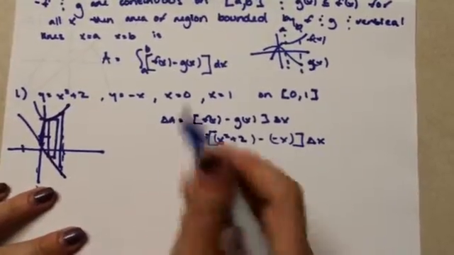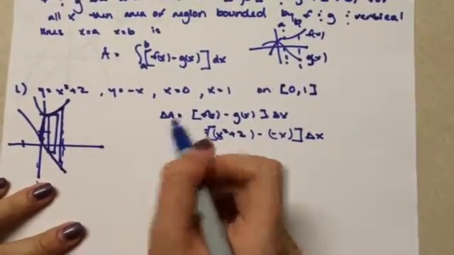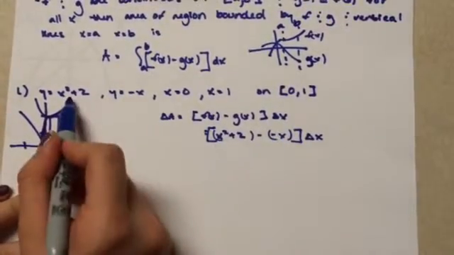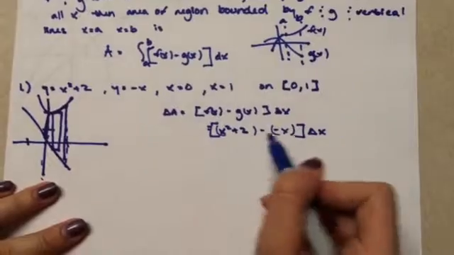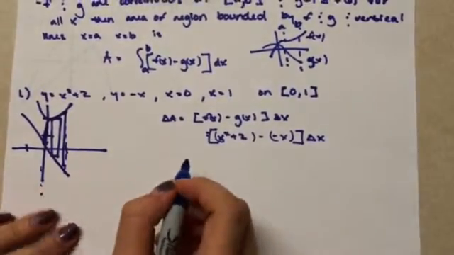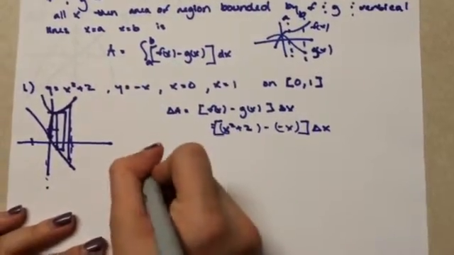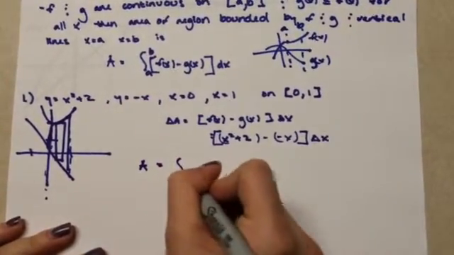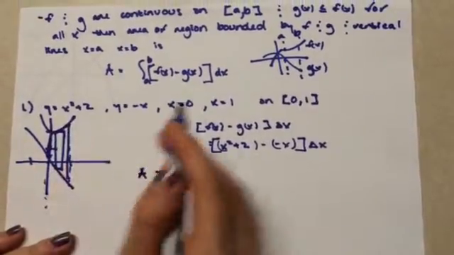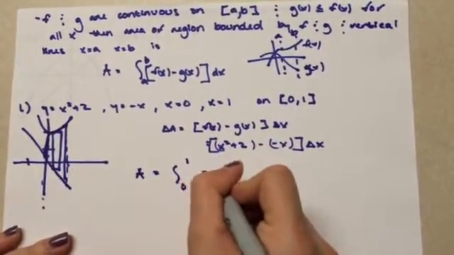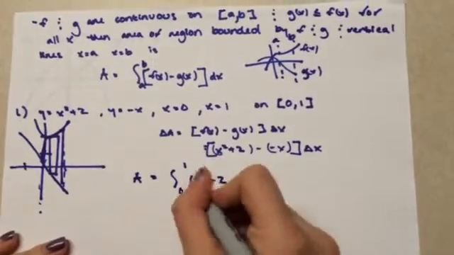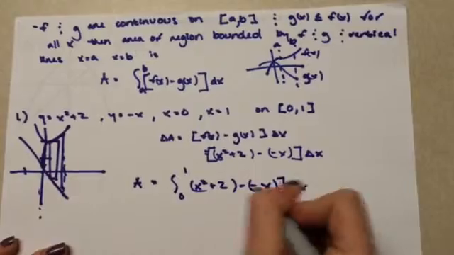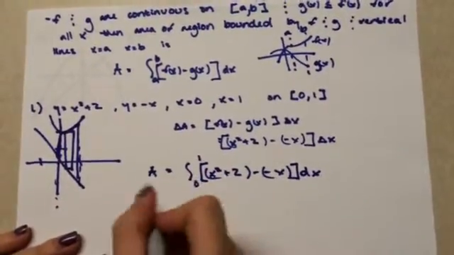So from here, we have the change in A, that's the area, which is f of x minus g of x delta x, that's the general formula. So when we plug in our equations, we're going to get x squared plus 2 minus negative x, delta x. From there, that's where we plug it into the integral. So we have A equals the integral from 0 to 1, because we're going from 0 to 1, of x squared plus 2 minus negative x dx.